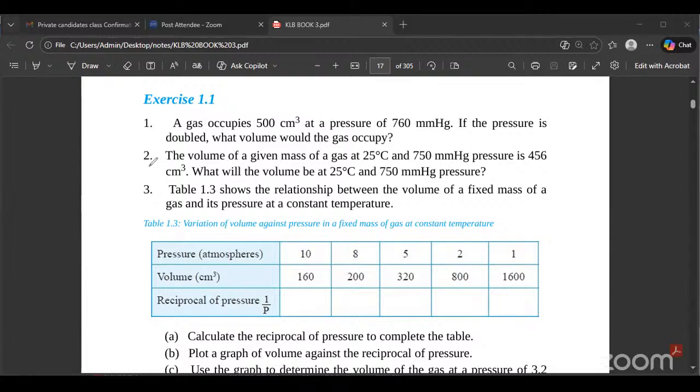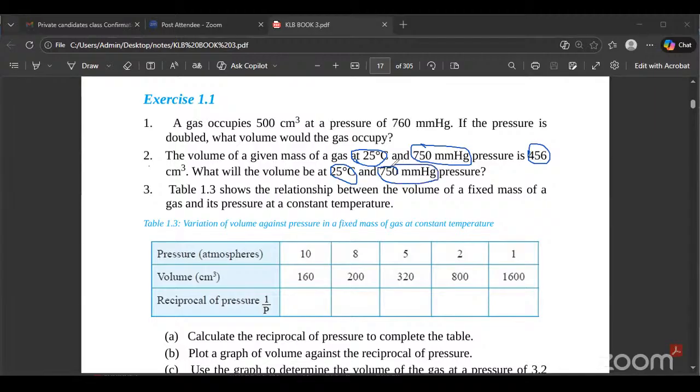Now, a question like this is something that I was interested in because we didn't do it in the other questions. For example, the volume of a given mass of gas at temperature T1 and pressure 750 millimeters of mercury is 456 centimeters cubed. What will be the volume at 25 degrees Celsius?